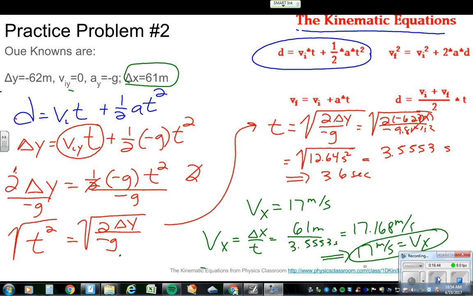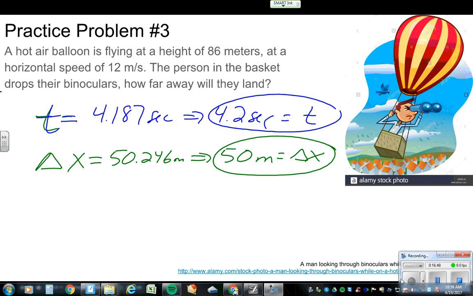Now we'll solve one more problem together. You should have found that it takes approximately 4.2 seconds for the binoculars to reach the ground, and they will have traveled a horizontal distance of 50 meters. If you did not get those answers, here's how I found that information.